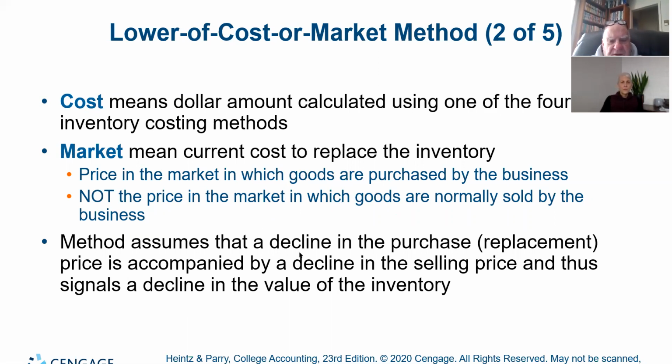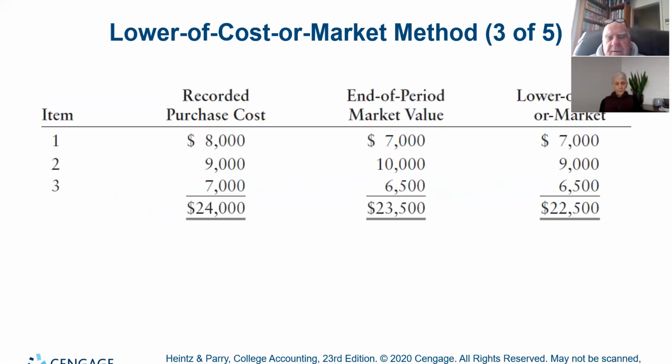The method assumes that a decline in the purchase replacement price is accompanied by a decline in the selling price and thus signals a decline in the value of the inventory. Not sure I like that line, but here we go. Let's take a peek here.